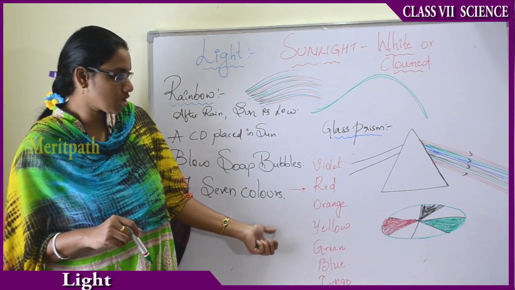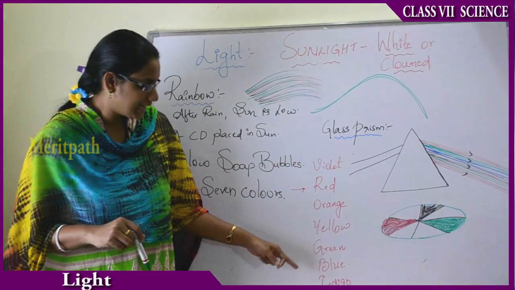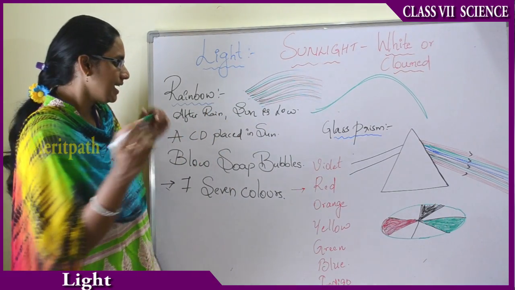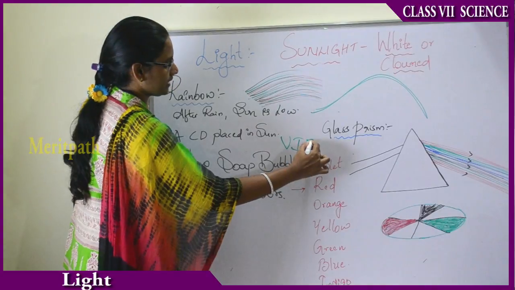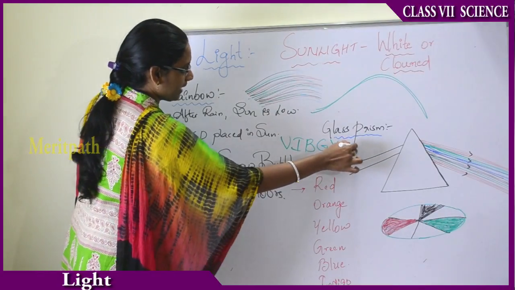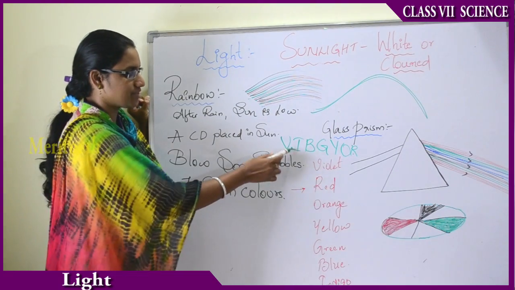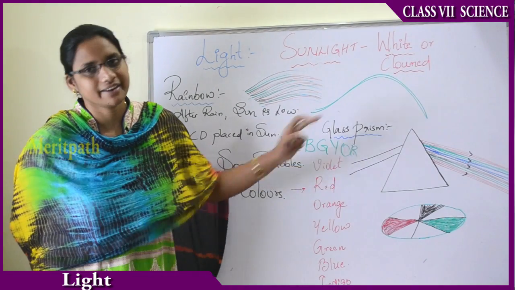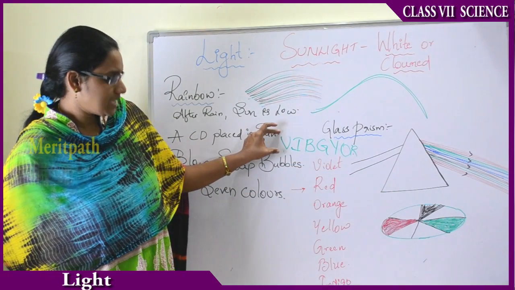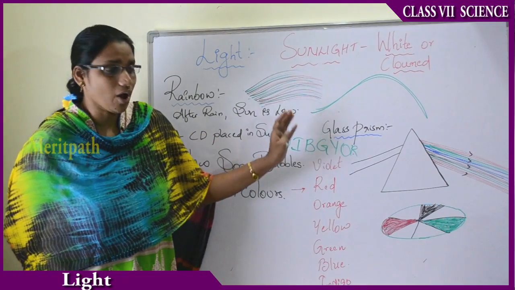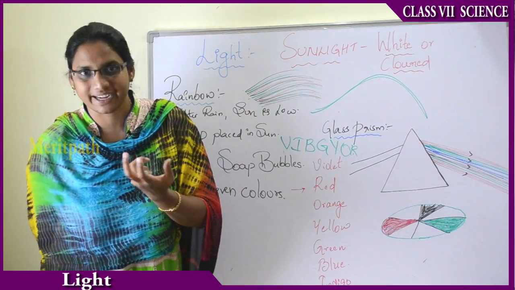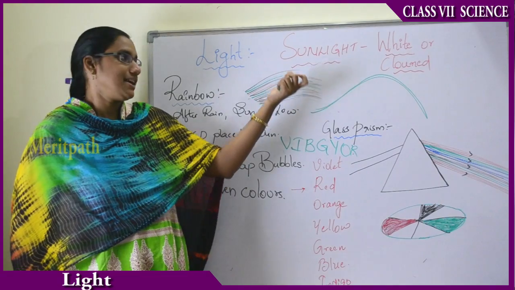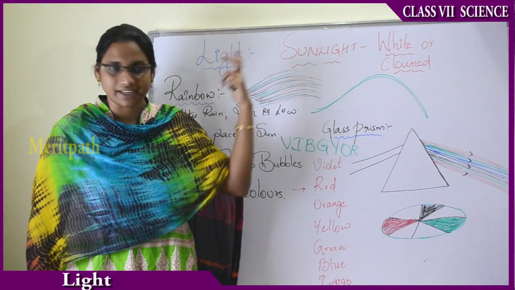That is, it consists of violet, indigo, blue, green, yellow, orange and red. That is VIBGYOR. That means V stands for violet, I for indigo, B for blue, G for green, Y for yellow, O for orange, and R for red. This is VIBGYOR. It is classified in an order based on the intensity of light. Now, these 7 colors are there in the rays of light, that is sunlight.